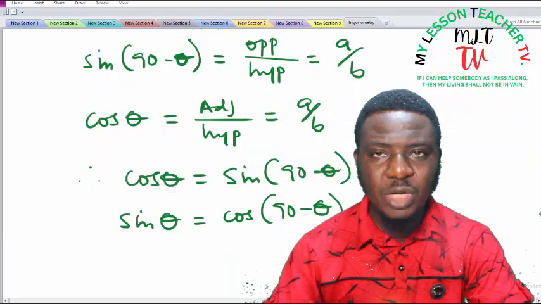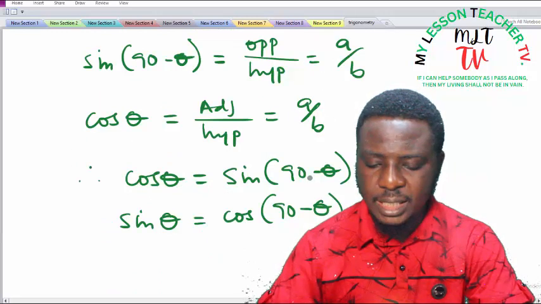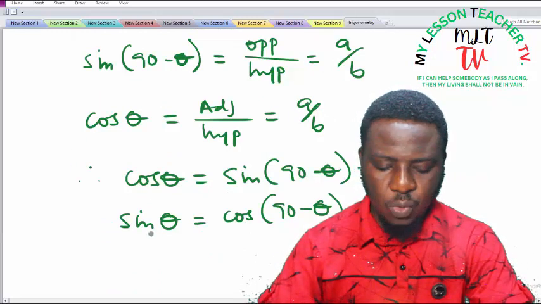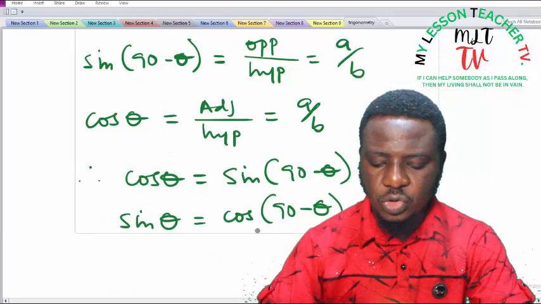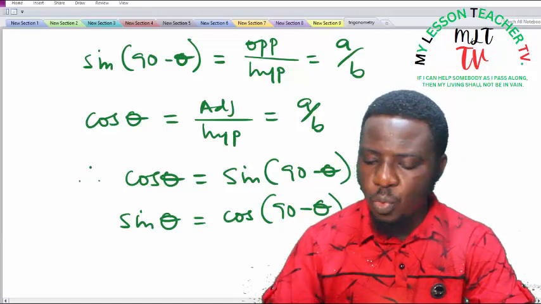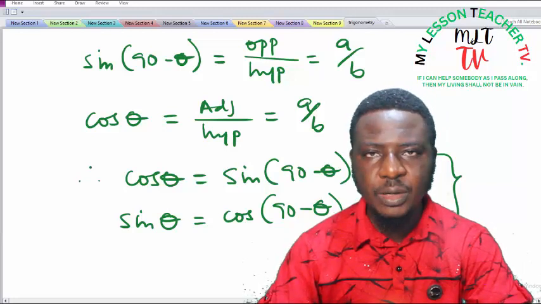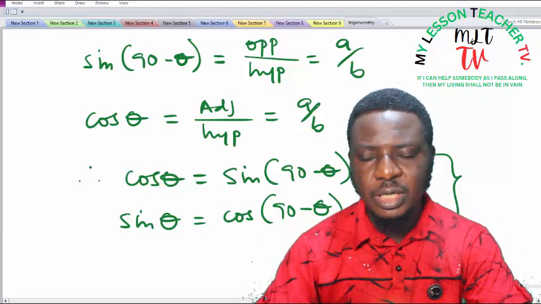From that class, we were able to establish that cos theta is equal to sine 90 minus theta, whereas sine theta is also equal to cos 90 minus theta. With this knowledge, we shall be using this in solving problems on trigonometry.